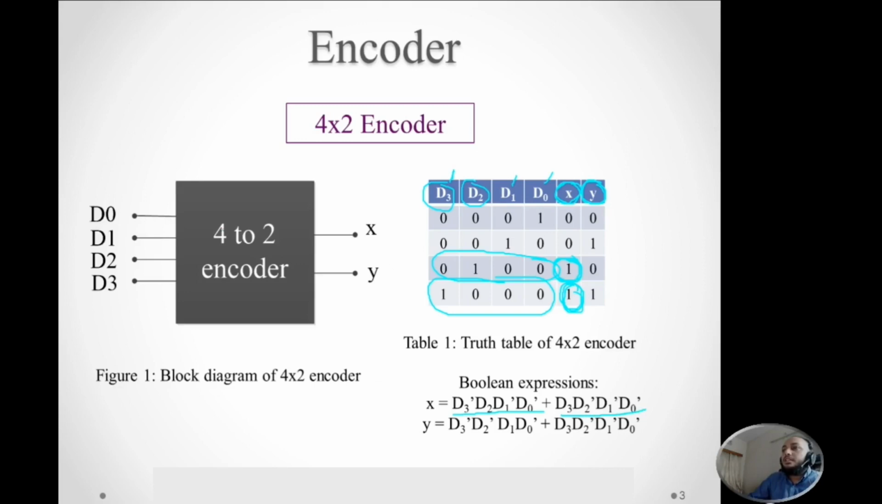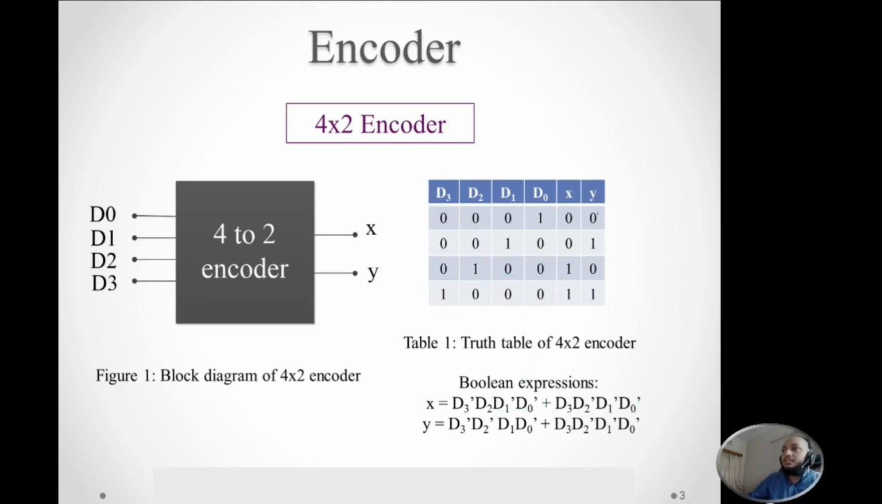And after that, we can sum them all. As there are only 2 ones, we need only 2 products. If there were more than 2 ones, then you can write like this, plus another product, plus another product, etc. So this is for x. Now let's see for y.